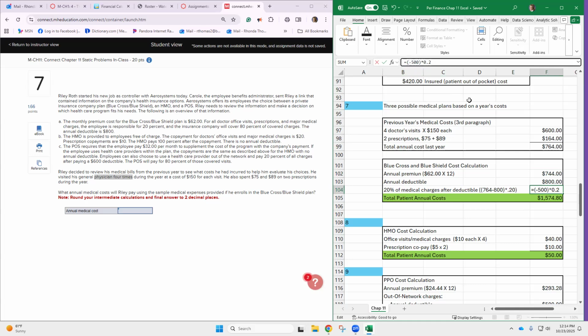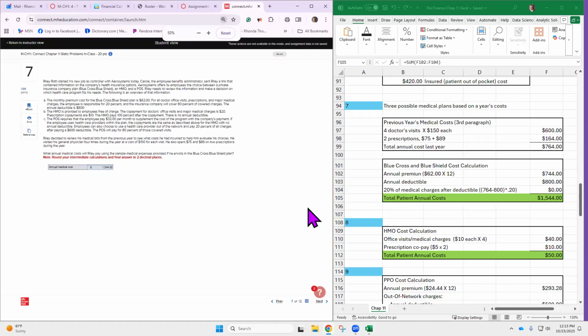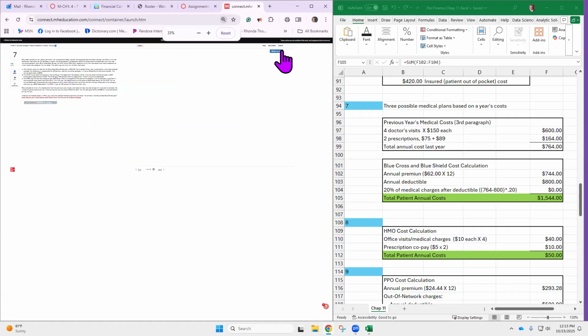So what I got to do is put this in. If I put 764 and subtract 800, it's probably going to give us a negative number. Yes. Okay, so this should add up all of this. So this is just going to be 0. It's not going to go the other way. So just put 0 in there. So if he uses Blue Cross Blue Shield, let's see if I got it. I hope it's right. 1544 is what I've got if he has the Blue Cross plan, if he has the same medical problems as last year, because that's all he has to go by.